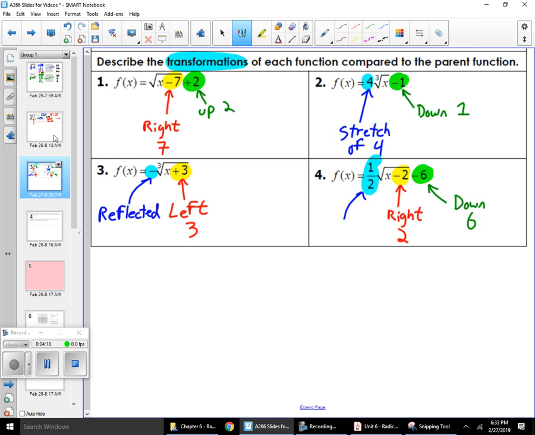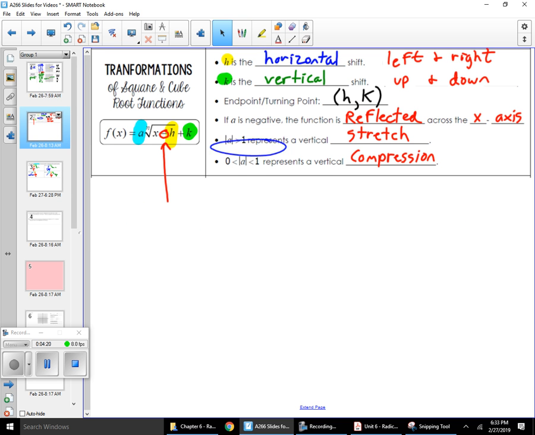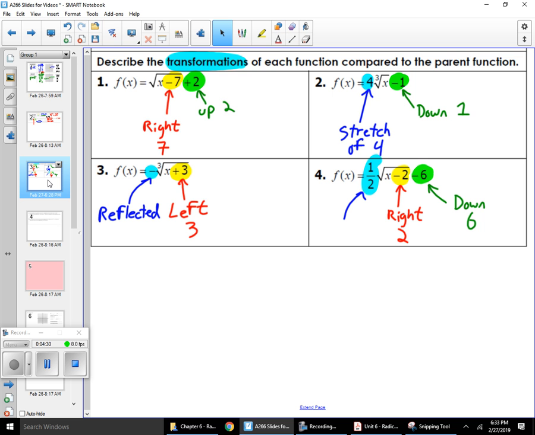Going back to our table, when that value of a, when its absolute value is a fraction, something greater than 0 but less than 1, that tells us that we actually get a compression. This graph is going to be smooshed.